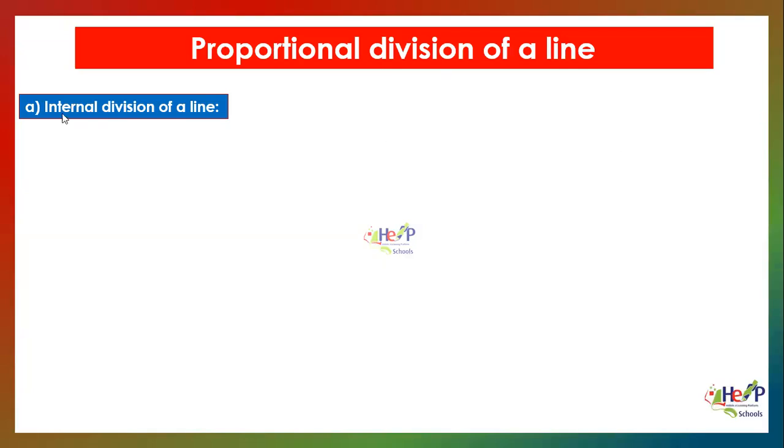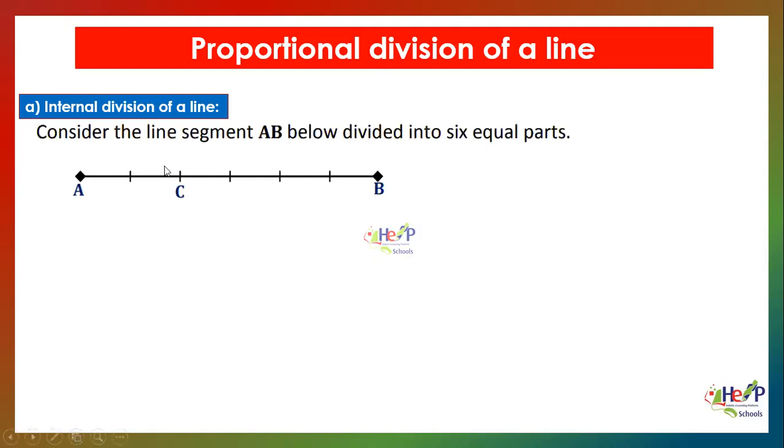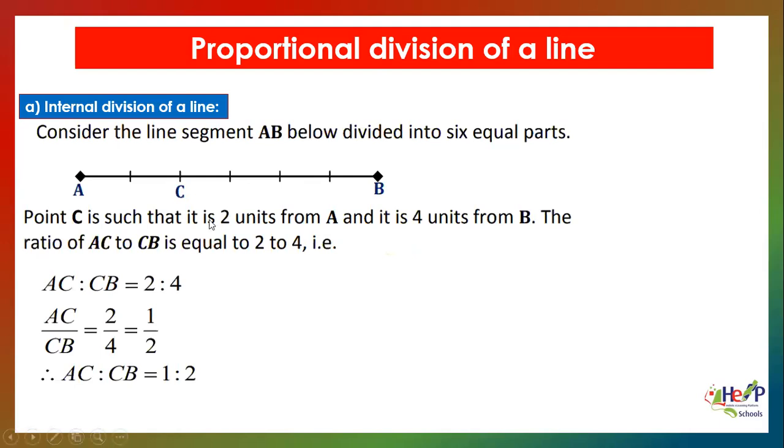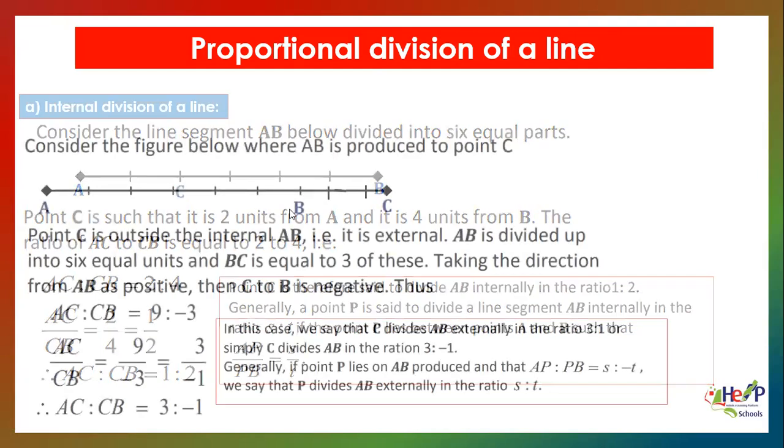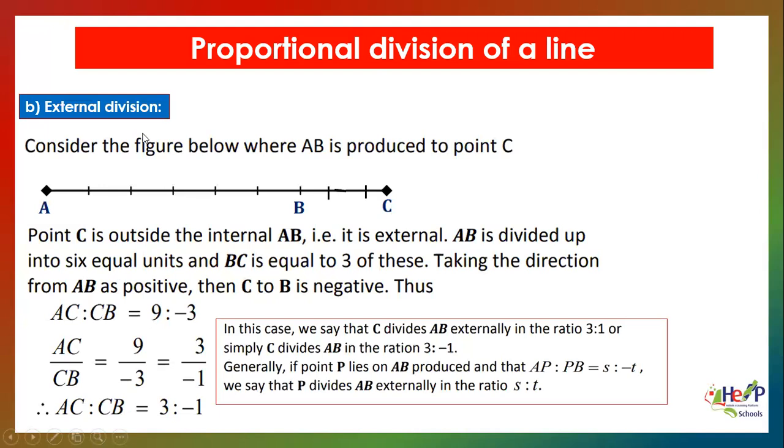So we have two types. The first one is internal, and the other one is external. So when they are dividing a line internally, this is what they do. And probably I'll just demonstrate that. For those who can take the screenshot, just take it, you read about that. And then there is also external division.